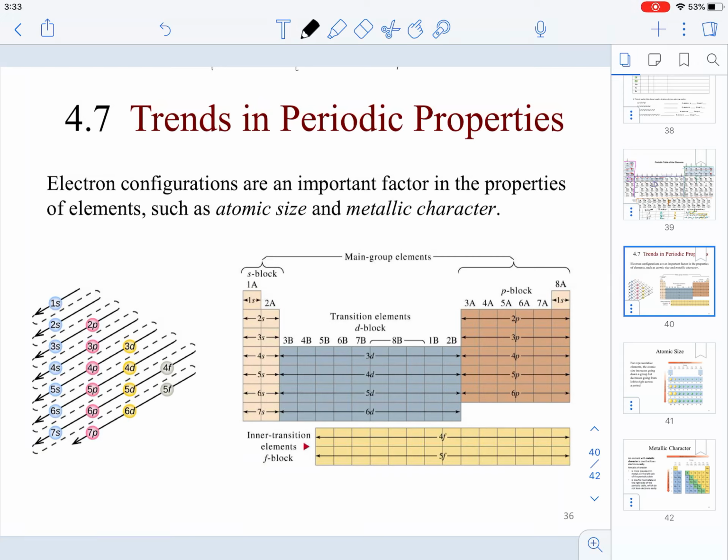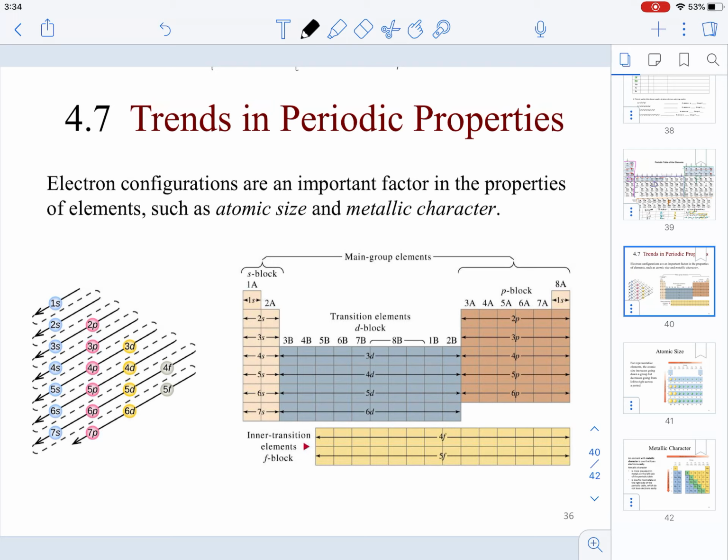In this video, we're going to conclude the topics in chapter 4. We're going to talk about trends that exist in the periodic table. So understand that electron configurations are going to be an important factor that influences the properties of elements such as atomic size and metallic character.